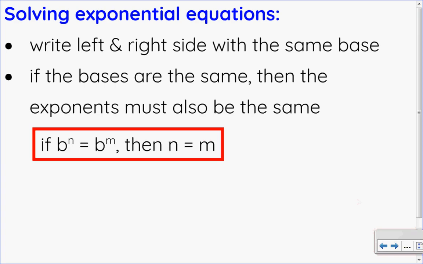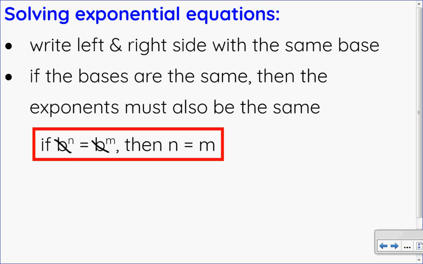Let's get started. To solve an exponential equation, you're going to write both sides of the equation with the same base, because if the bases are the same and they're equal, the exponents must also be the same. For example, b to the n equals b to the m. See how the bases on both sides are equal? Well, if the bases are equal, the exponents must also be equal.